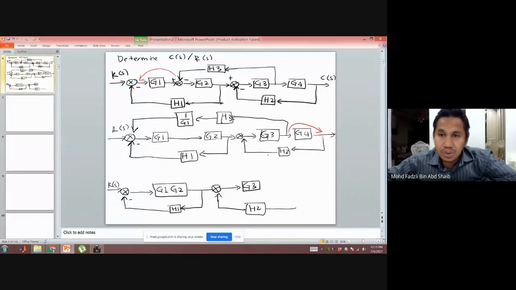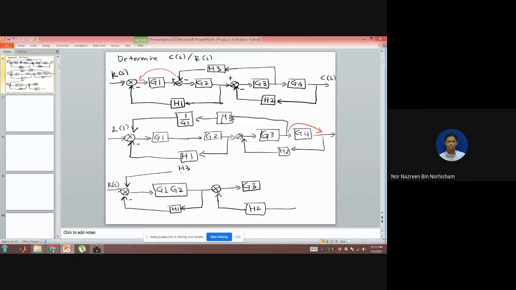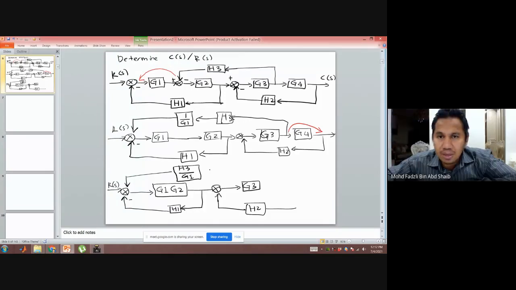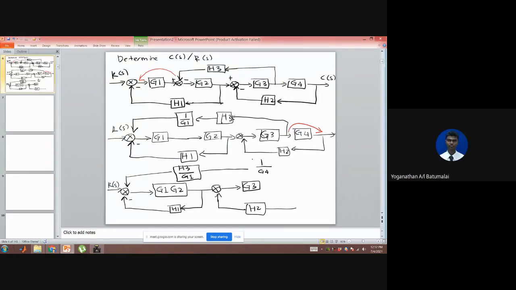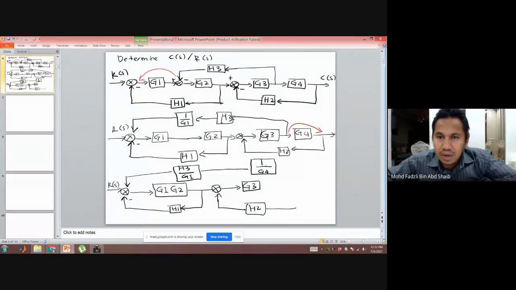Okay, this one. One by one first, okay? At the top it becomes H3 over G1. H3 over G1, right? This one we need to move to the front, right? When we move it to the front, we need to times with 1 over G4. Very good. 1 over G4, right? So this one we still have G4.